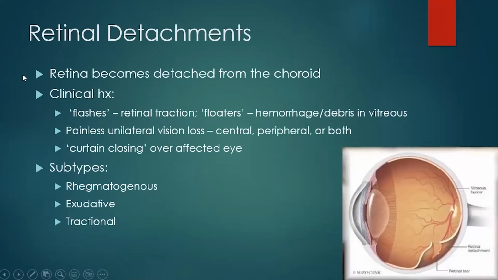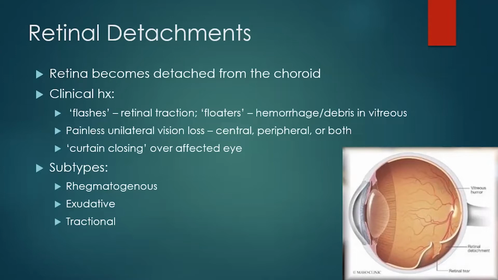Start off with what I think is going to be the most important for us clinically, which is going to be retinal detachments. This is when we talk about the retina becoming detached from that choroid. Clinical history going along with it: a lot of times folks will have some preceding symptoms, the flashes and floaters you hear about. Flashes being traction on the retina, and the floaters being some hemorrhage and debris in the vitreous, affecting their visual fields.